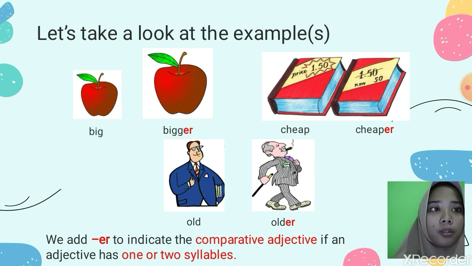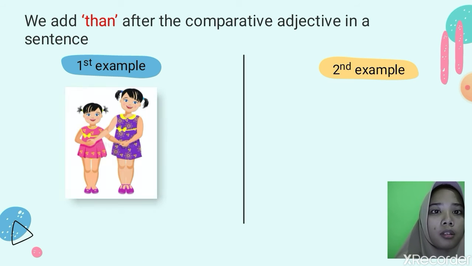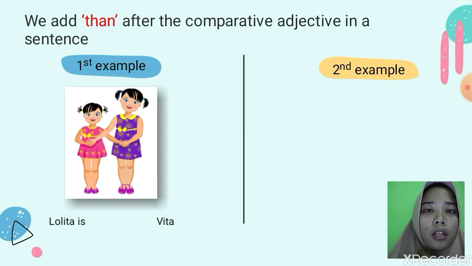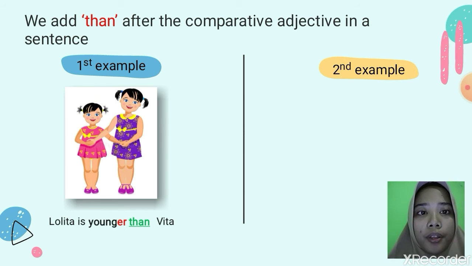There are other examples here. We also need to add than after the comparative adjective in a sentence. This is the first example: Lolita is younger than Vita. This is Vita. Lolita lebih muda daripada Vita.